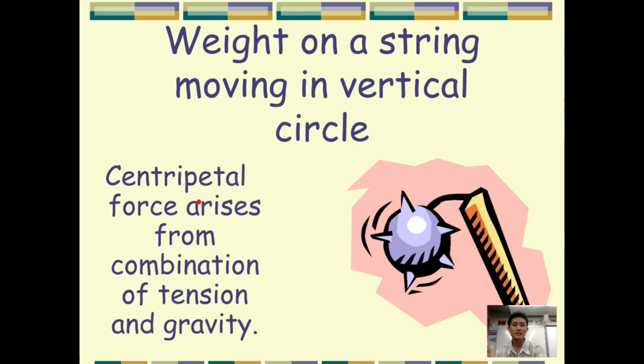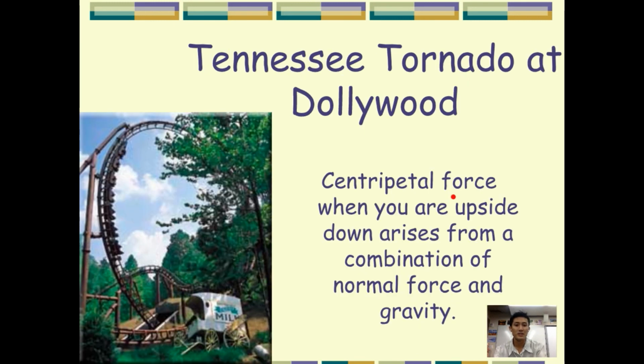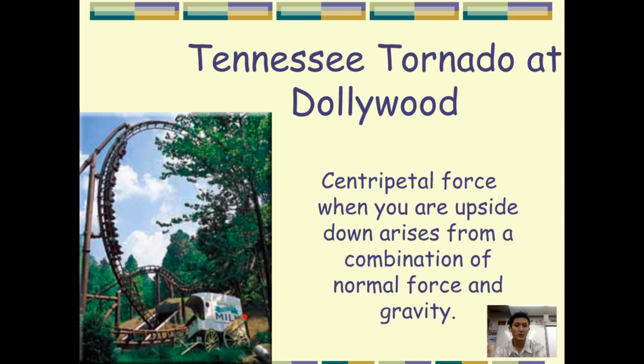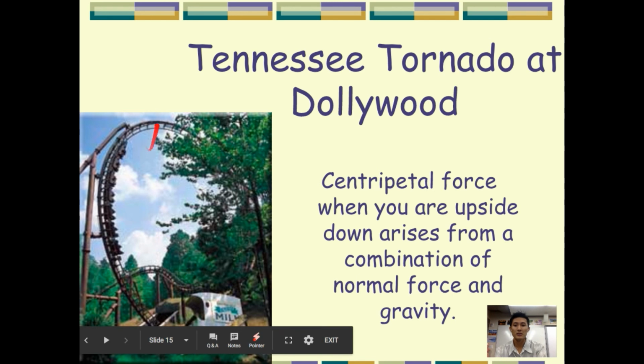Okay, and in some cases, it could be a combination of both. If we have a mace here, a weight on a string moving in a vertical circle, so we're spinning it sideways, where the spin is vertical, then the centripetal force could be a combination of the tension of the string as well as gravity. We see this in roller coasters a lot when we're moving in loop-de-loops. There's a centripetal force that acts upon you when you're upside down, and that force is a combination of the normal force of the track as well as gravity.